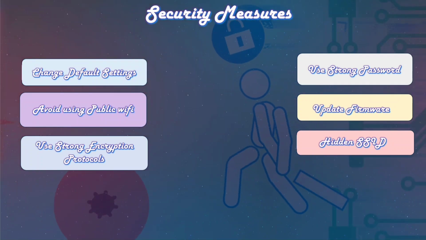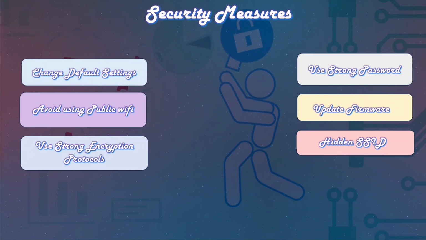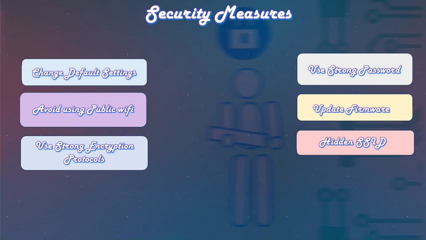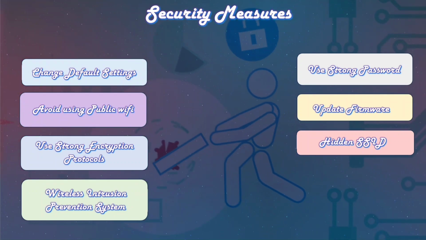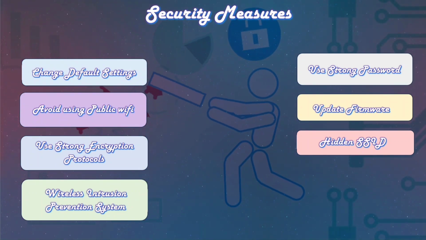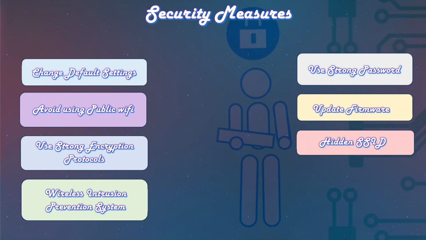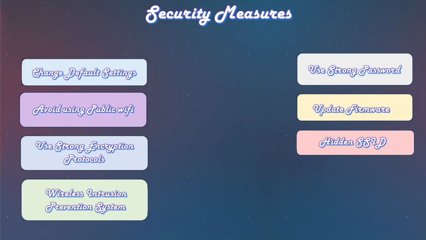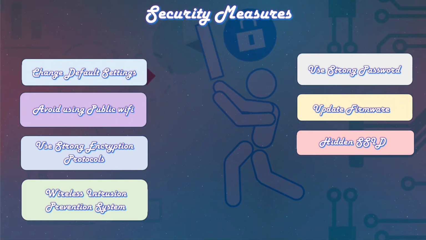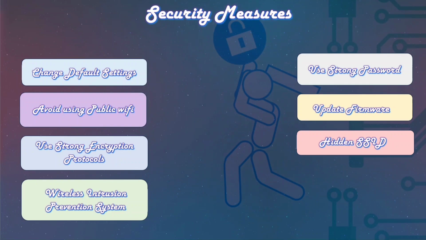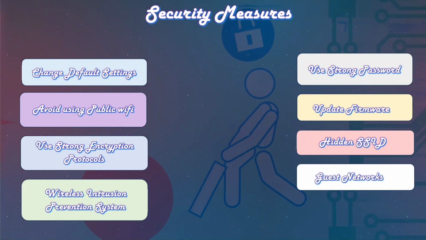Hidden SSID. Consider disabling the broadcasting of your SSID to make your network less visible to attackers. Wireless intrusion prevention system. Invest in a WIPS to monitor and protect against wireless threats like rogue access points and deauthentication attacks. Before we perform the deauthentication attack, it could be prevented using WIPS.